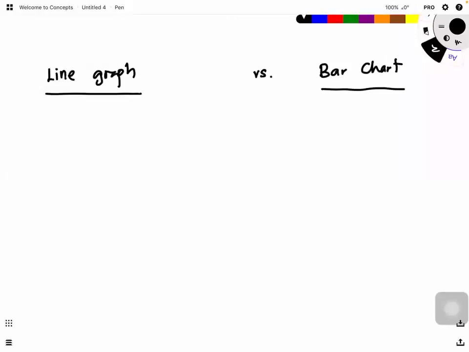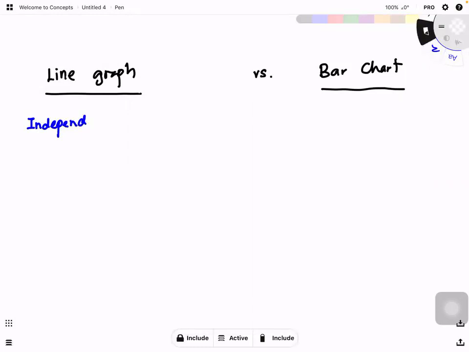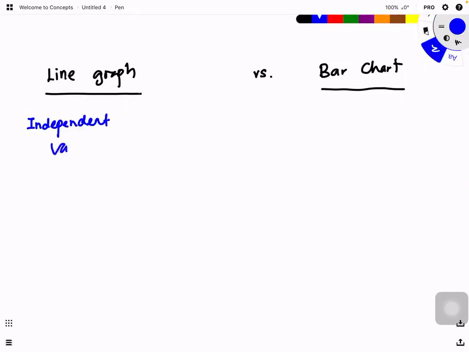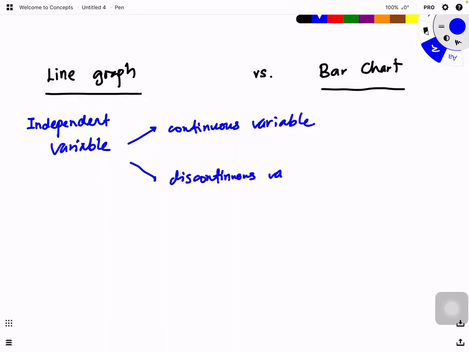Okay, so how do you compare? Always we compare the independent variable first. We compare the independent variable, whether they are continuous variable or discontinuous variable. Are you clear? So either continuous or discontinuous.